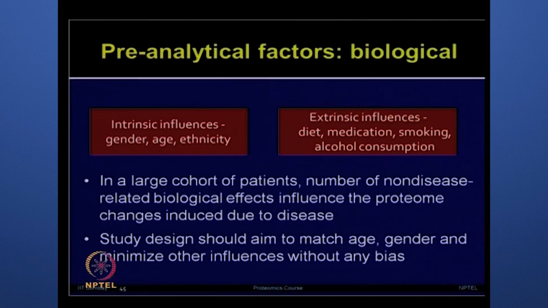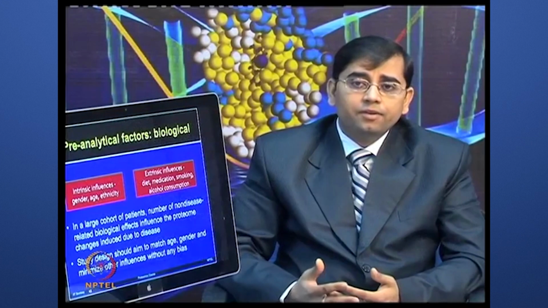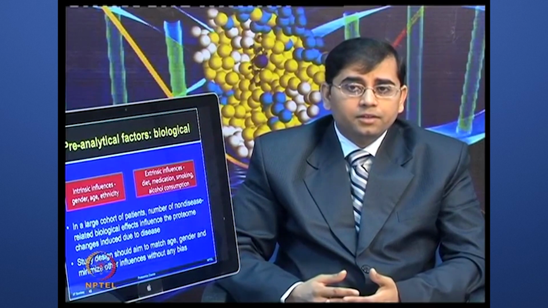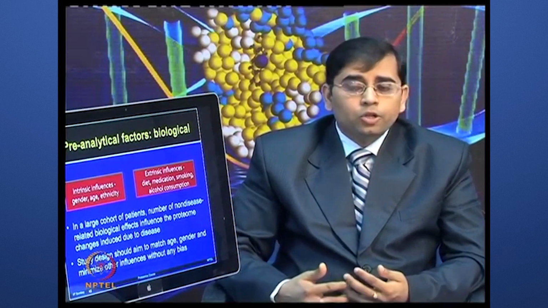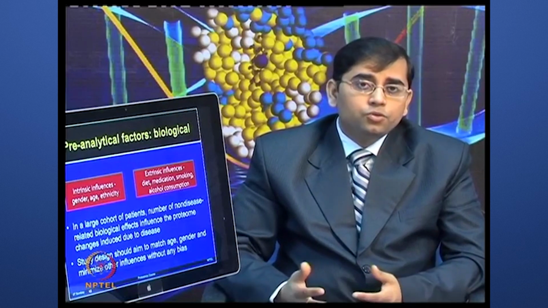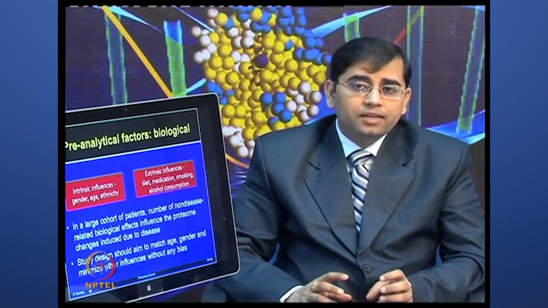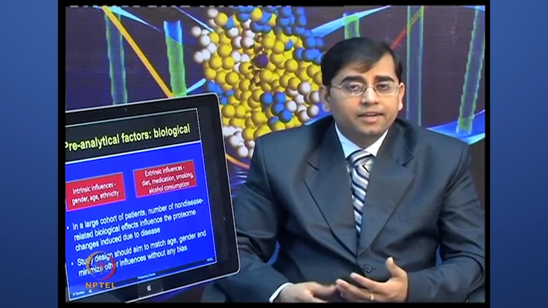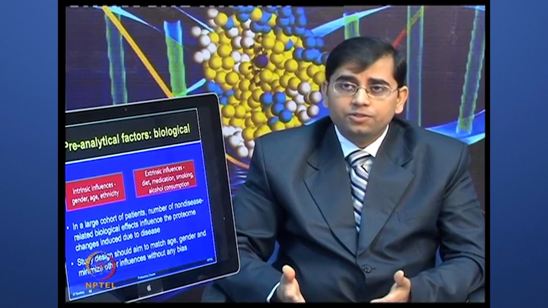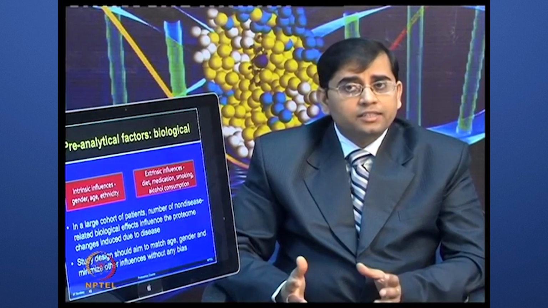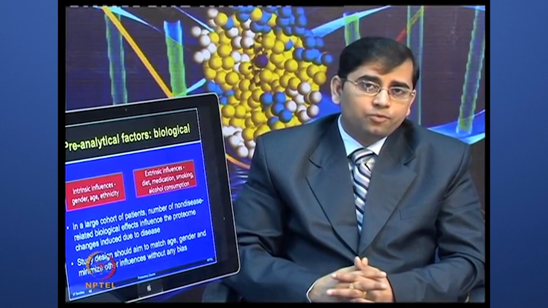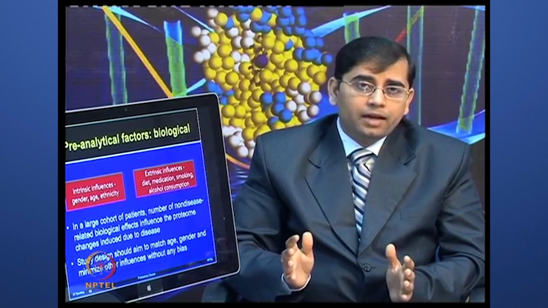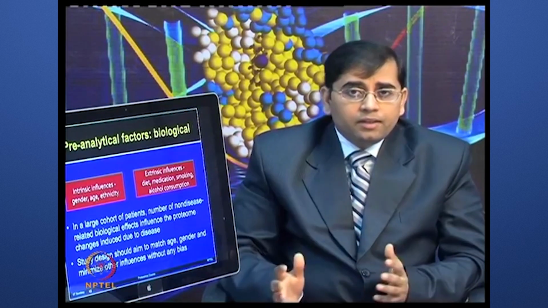The intrinsic influences include gender, age, ethnicity. The extrinsic influences include diet, medication, smoking, alcohol consumption, etc. So, when you are designing a clinical study, you need to ensure that you have no bias with the intrinsic factors. You should try to segregate your population by different age and gender. In the discovery phase, try to minimize these variations and perform your analysis with a narrow range of age groups and different gender groups in the same ethnicity.